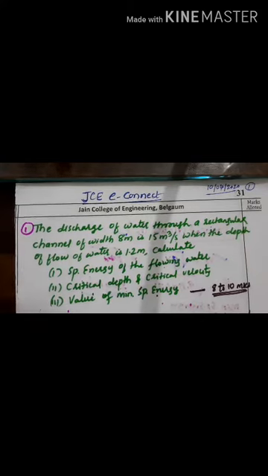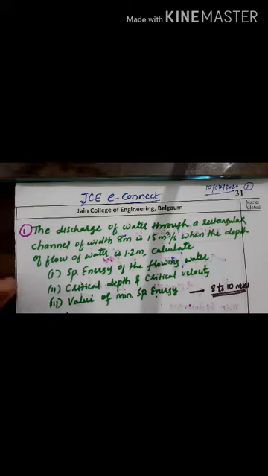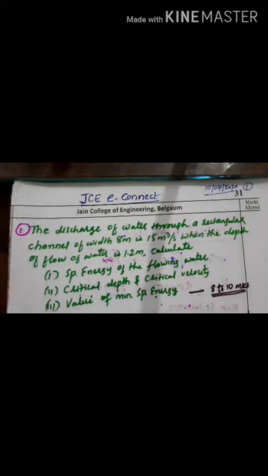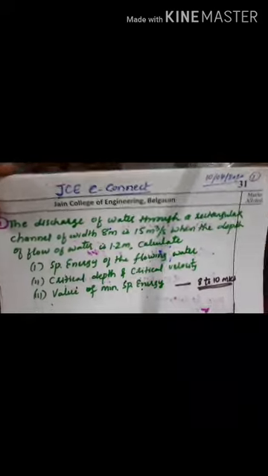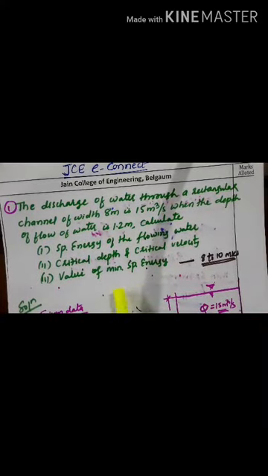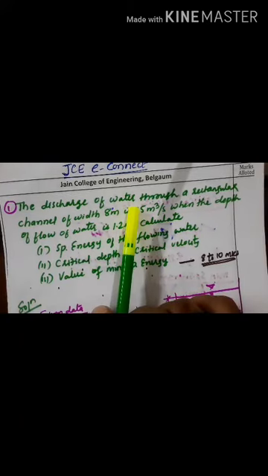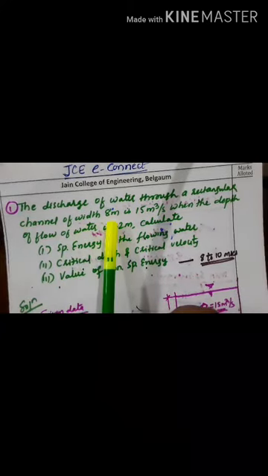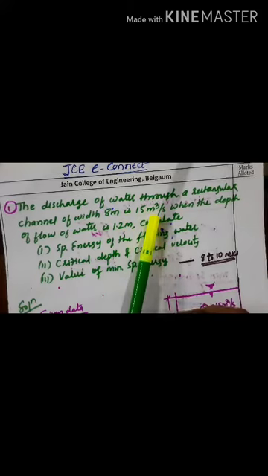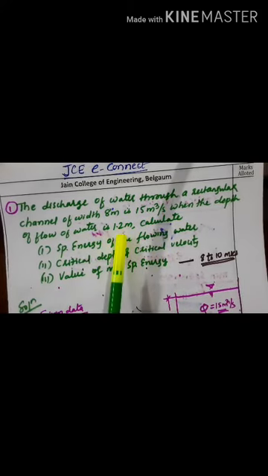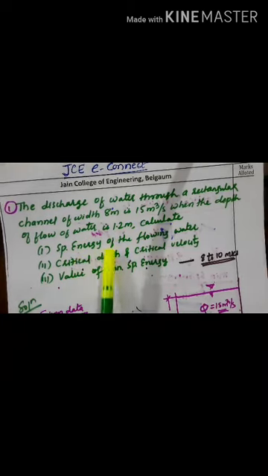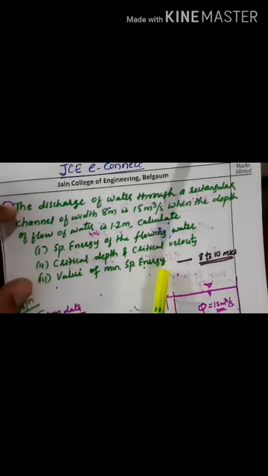In this lecture, I'll be solving a few problems which are asked in university question papers. By taking those problems, I'll be solving problems on specific energy. The problem is given as: a discharge of water through a rectangular channel of width 8 meter is 15 meter cube per second. When the depth of flow of water is 1.2 meter, calculate the specific energy of the flowing water, critical depth and critical velocity, and the value of minimum specific energy. So this is the problem asked.